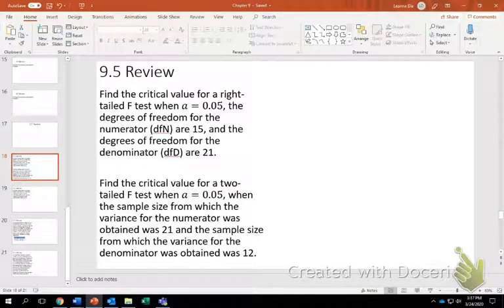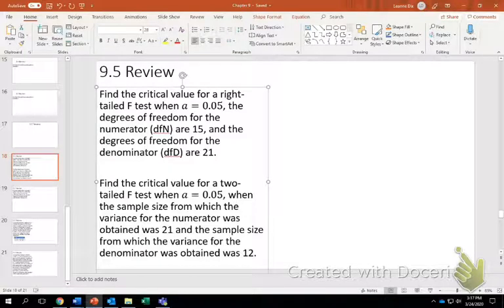All right, we have: find the critical value of a right-tailed F test where alpha equals 0.5 and the degrees of freedom for the numerator, which I'm going to just write as df capital N, so you know that's degrees of freedom of the numerator, are 15, and the degrees of freedom for the denominator, which is dfd, is 21. All right, so I'm going to go to the table to find the critical value.